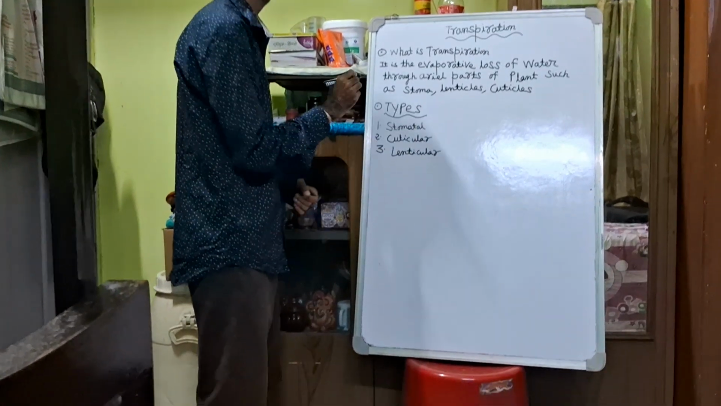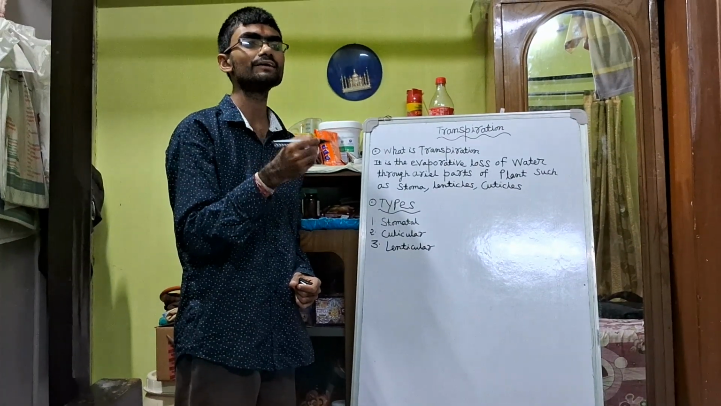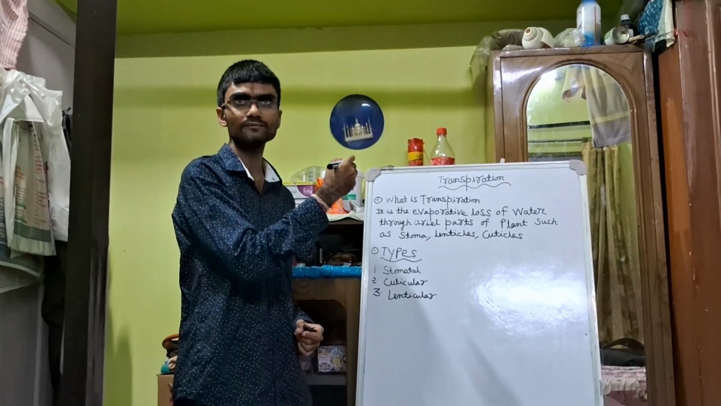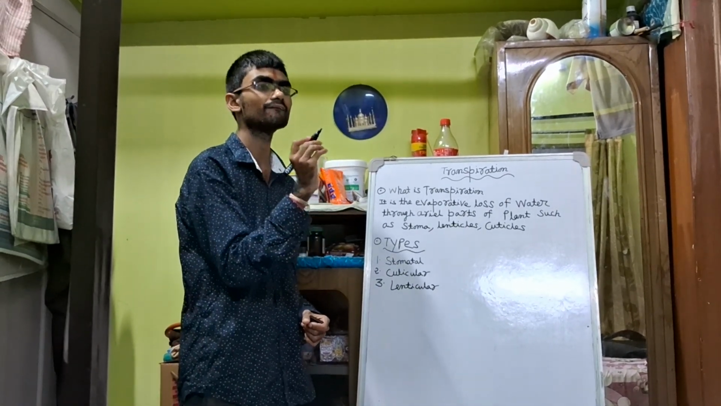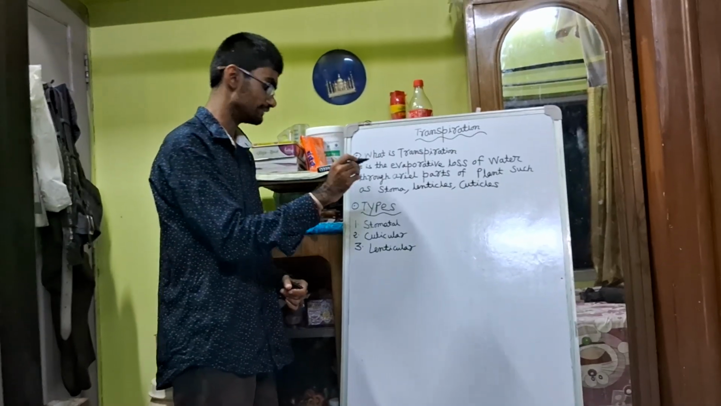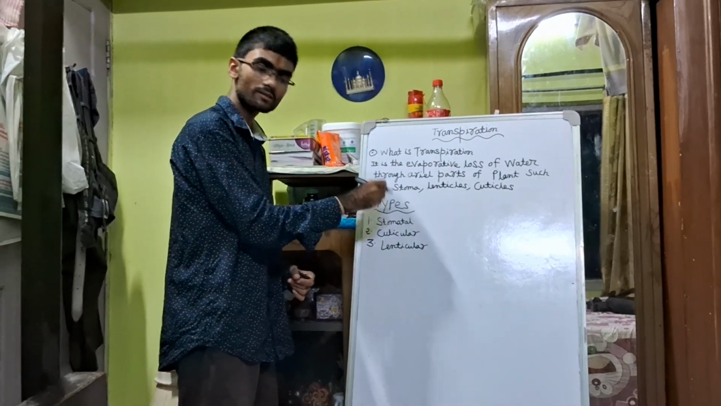Now the next is cuticular transpiration. Now what is cuticle? It is a waxy layer secreted by the epidermis of leaves. Now they can ask the location of cuticles in the exam. So what will you write? It is a waxy layer secreted by the epidermis of leaf. And the location of stoma is also the epidermis of leaf. Cuticular transpiration is the transpiration through cuticles.